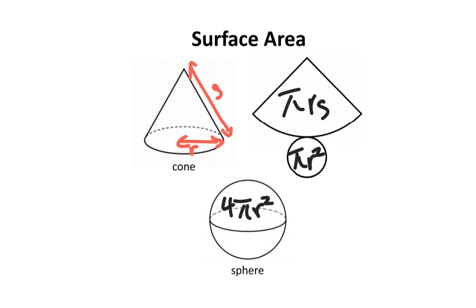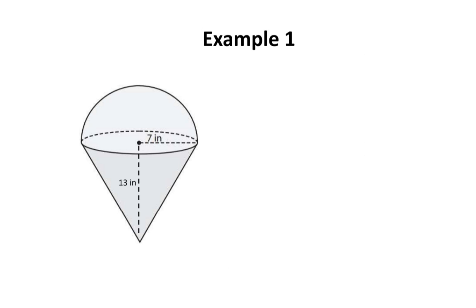S represents this slanted height. A sphere is a little bit more complicated and doesn't actually have a net. Therefore, the surface area for a sphere is 4 pi r squared. In our first example, we want to find the surface area of this composite figure, which means we need to find the area of each face, then add them up.